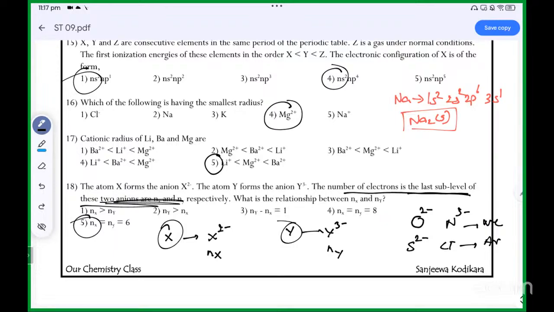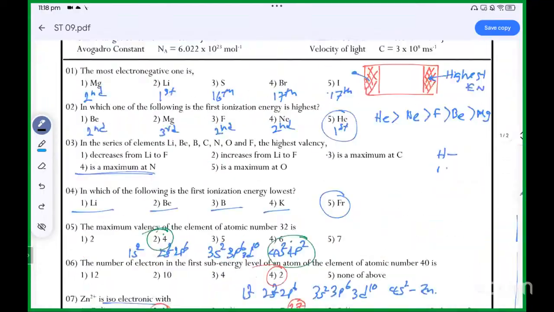Because minus 3 and minus 2, both of them should be creating the noble gas configuration. Noble gas configuration last sublevel, that is P, should have 6 electrons, right? So that is the end of this paper discussion, right?